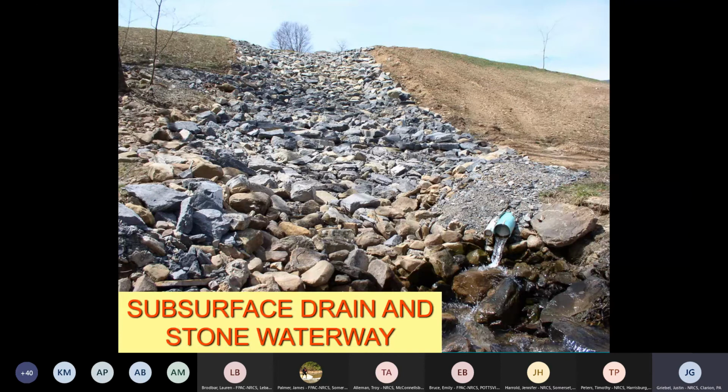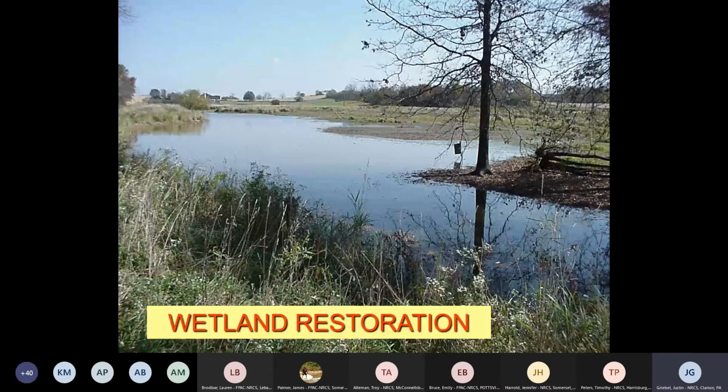And here's a rock-lined waterway. So we had the grass-lined waterway coming down over the hill. At the end, it gets too steep to maintain a grass-lined waterway, so we have a rock-lined waterway. And you can see on the right of that rock-lined waterway where we have the outlet pipes discharging. Wetland restoration project here.